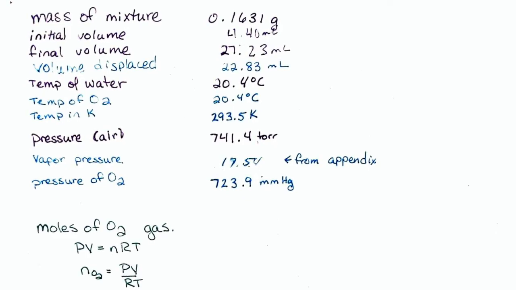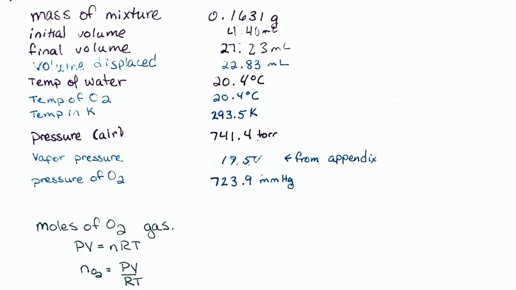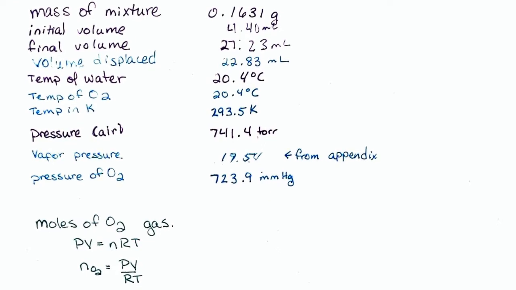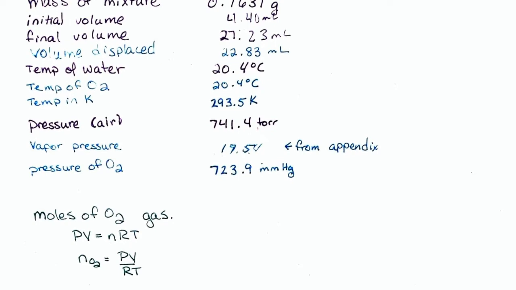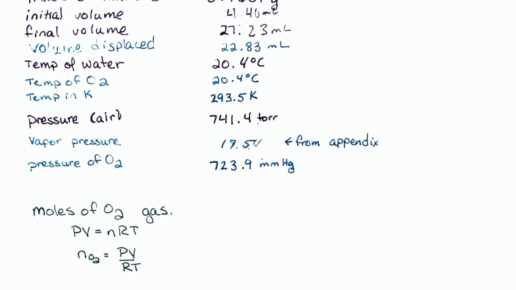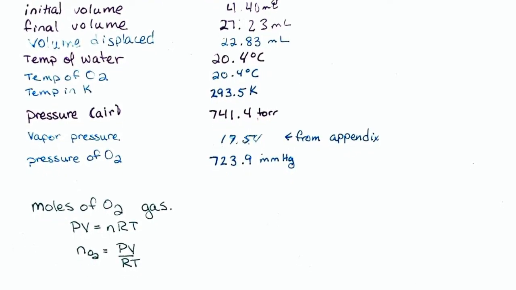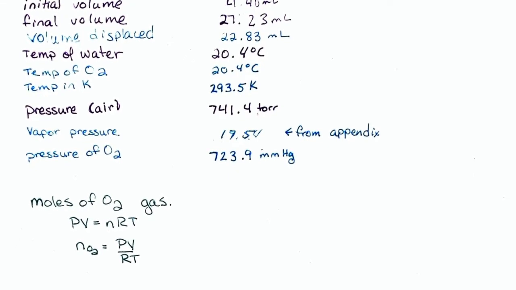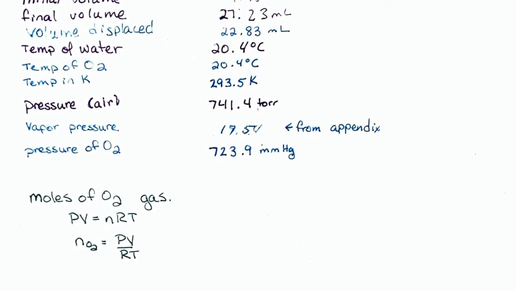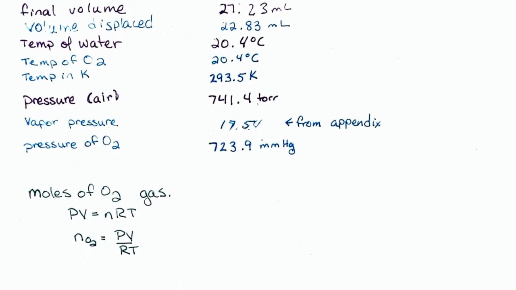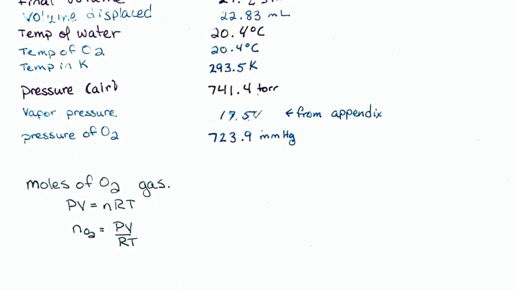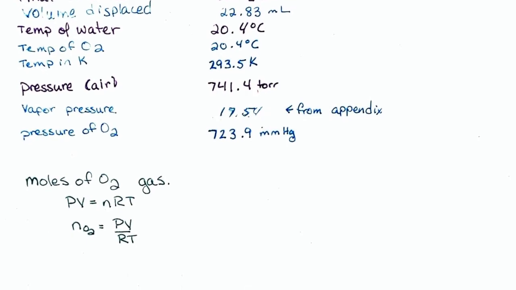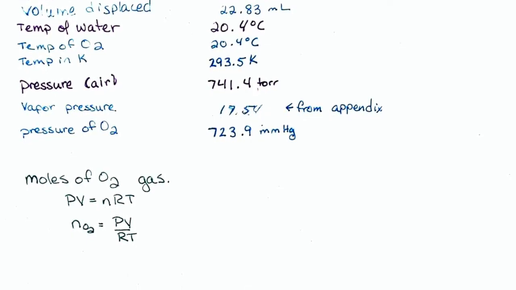To find moles of oxygen, we will assume that it is behaving as an ideal gas, and we will use the ideal gas law, PV equals nRT. N, recall, is moles, and so we will need to solve the equation for moles, which will give us PV over RT. Recall that the gas constant R has very specific units, so we need our pressure in atmospheres, our volume in liters, and our temperature in Kelvin.